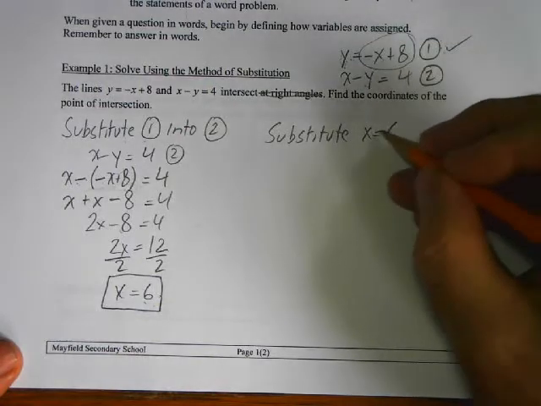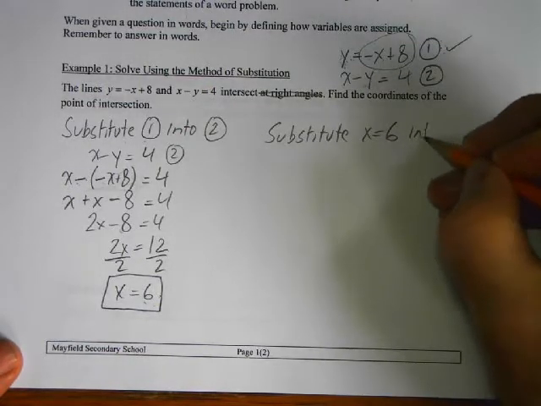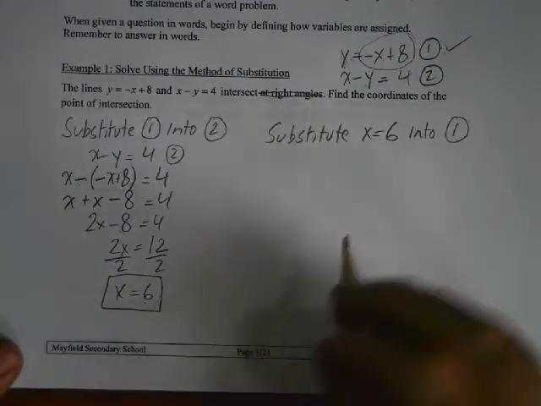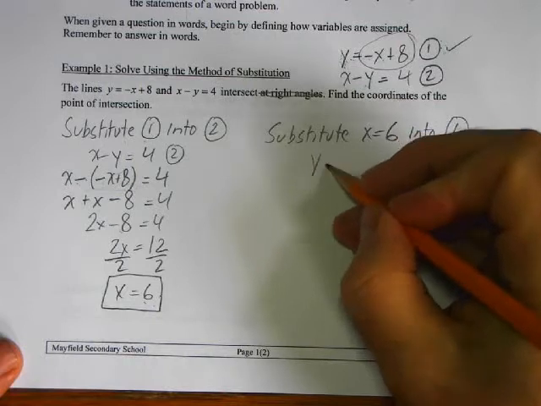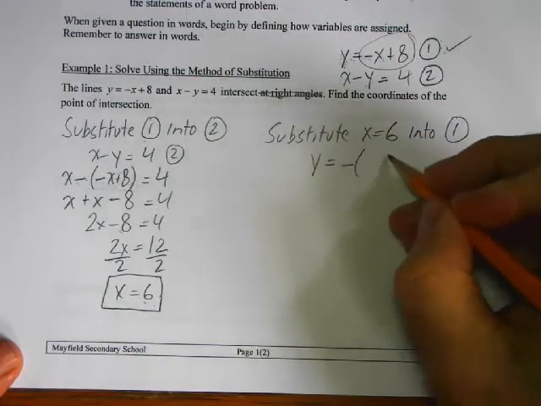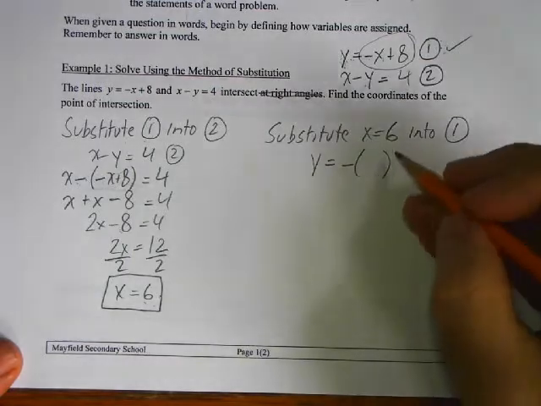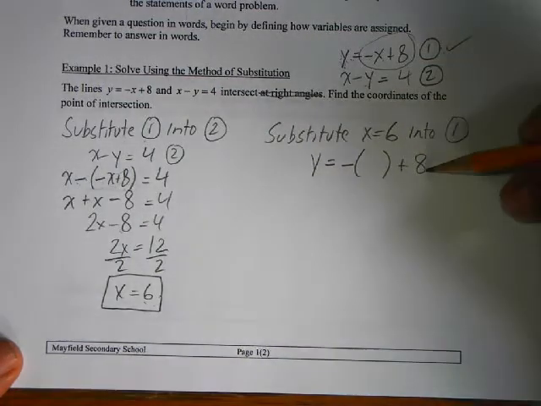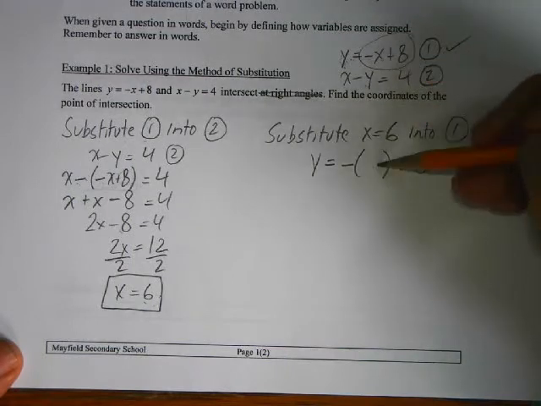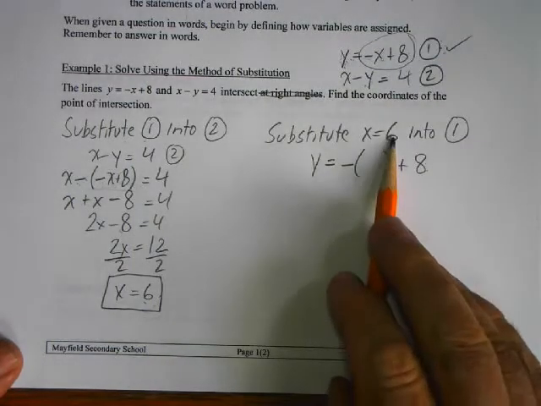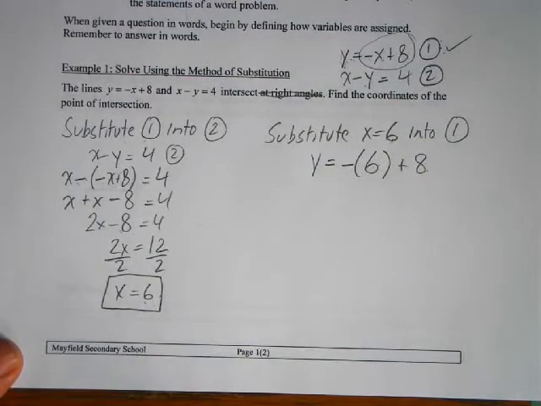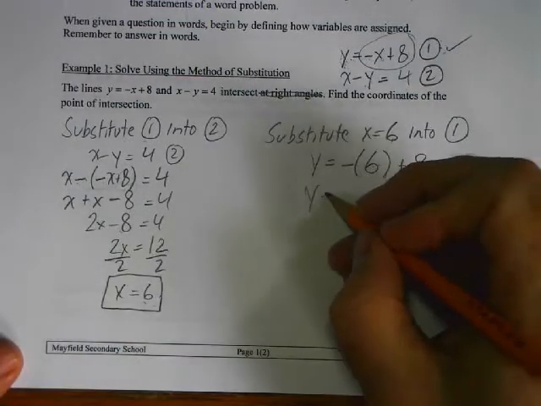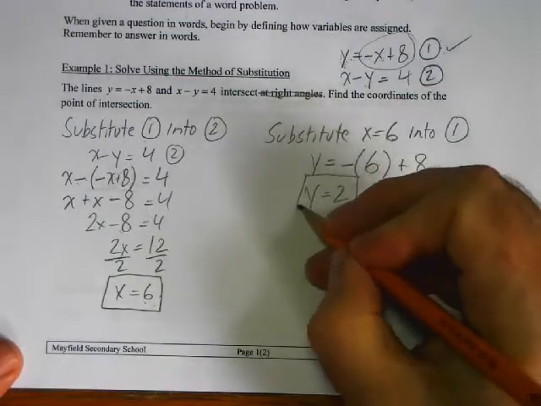Okay, so substitute x equals 6 into equation 1. I'm going to start writing it. So y equals negative, and I'm going to put the x in brackets, then plus 8. This is basically equation 1, but I've put empty brackets where the x was, and now I just plug in the value of x that I'm substituting. So that's y equals negative 6 plus 8, which is equal to 2. Well, that's our second coordinate.